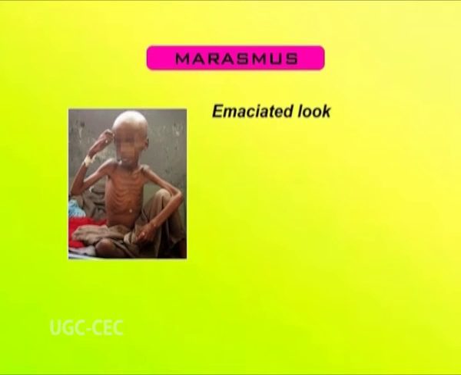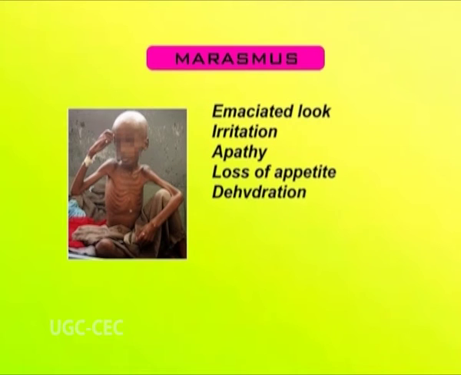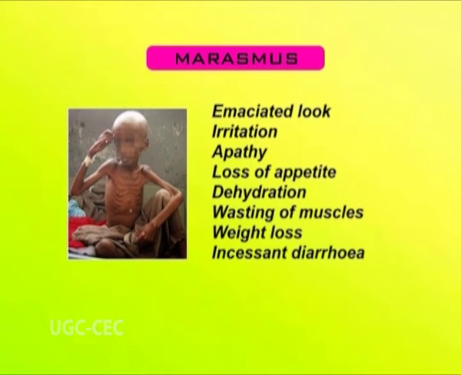Marasmus. Marasmus occurs when the diet is low in both calories and protein. Tissues are wasted, and unlike kwashiorkor, the body looks shrunken. The child has an emaciated look, irritation, apathy, loss of appetite, dehydration, wasting of muscles, weight loss, and incessant diarrhea, which are other symptoms of marasmus.